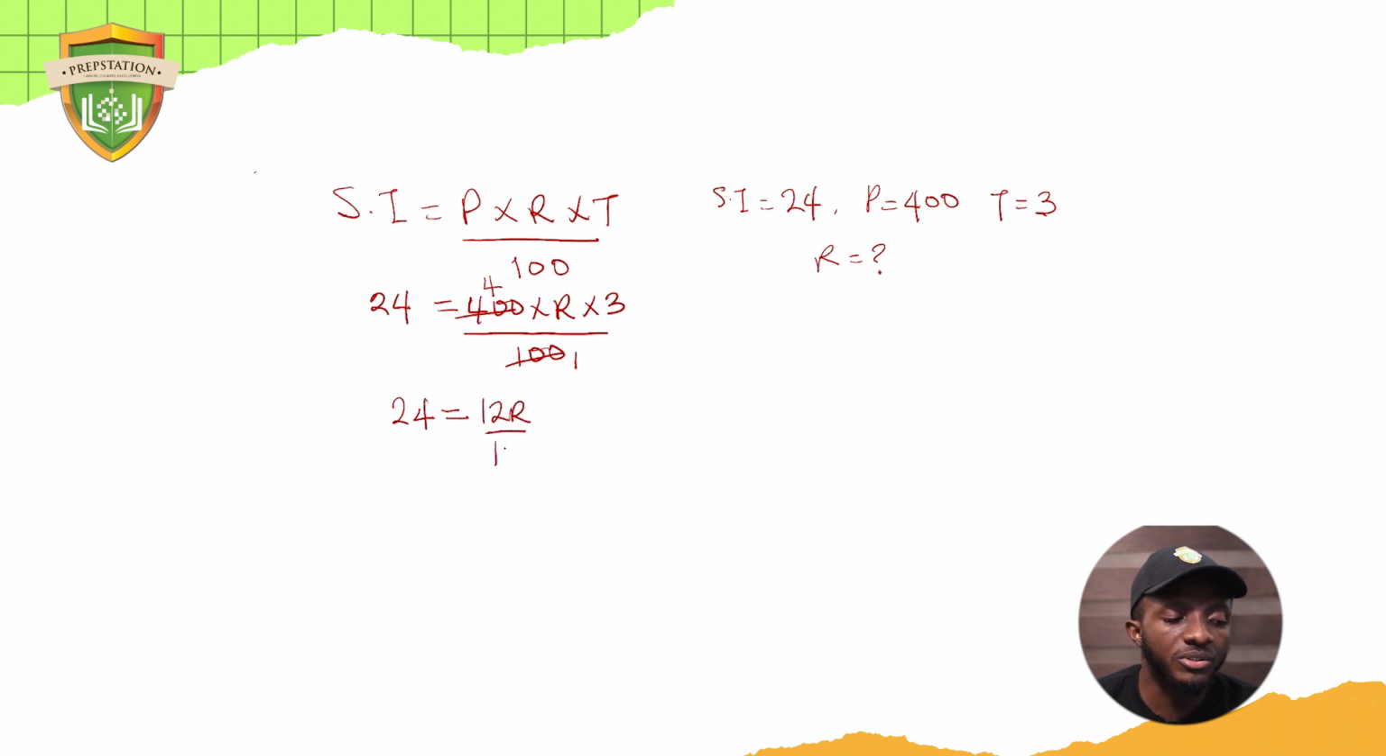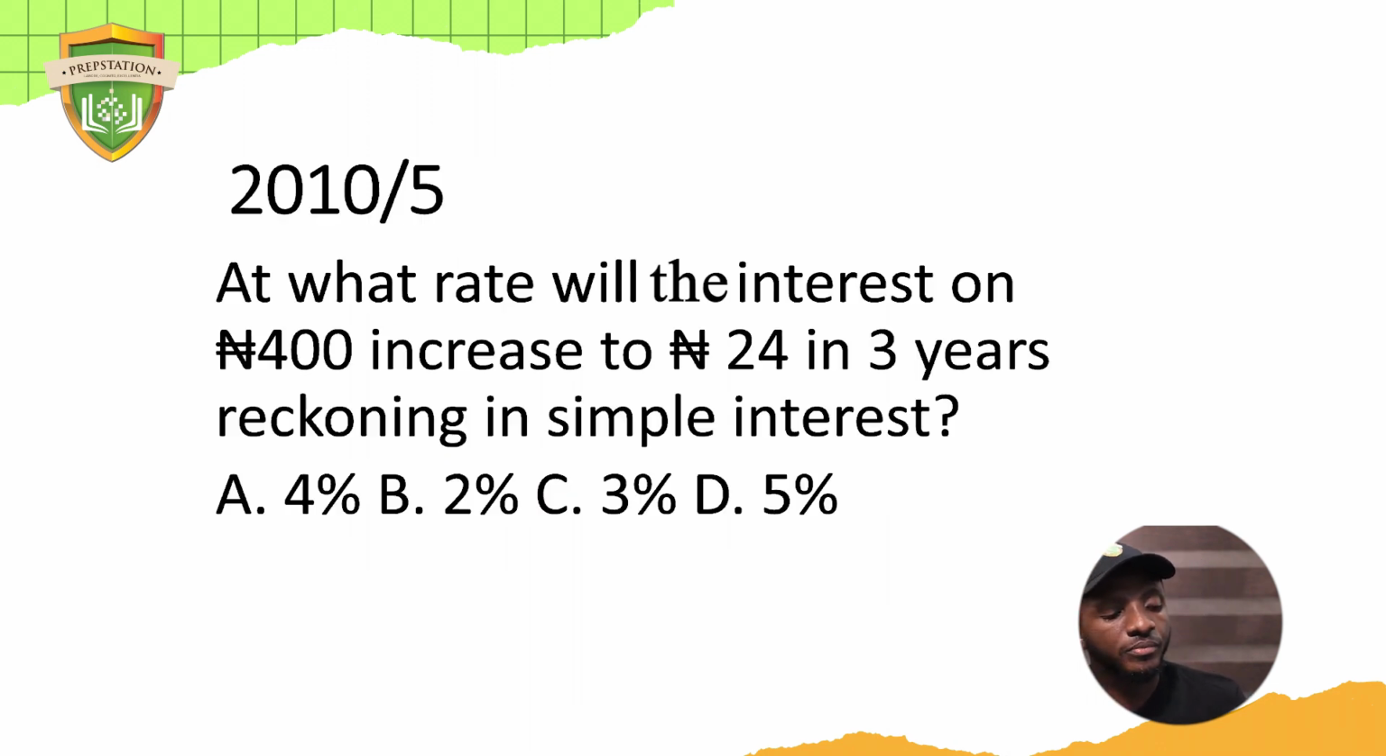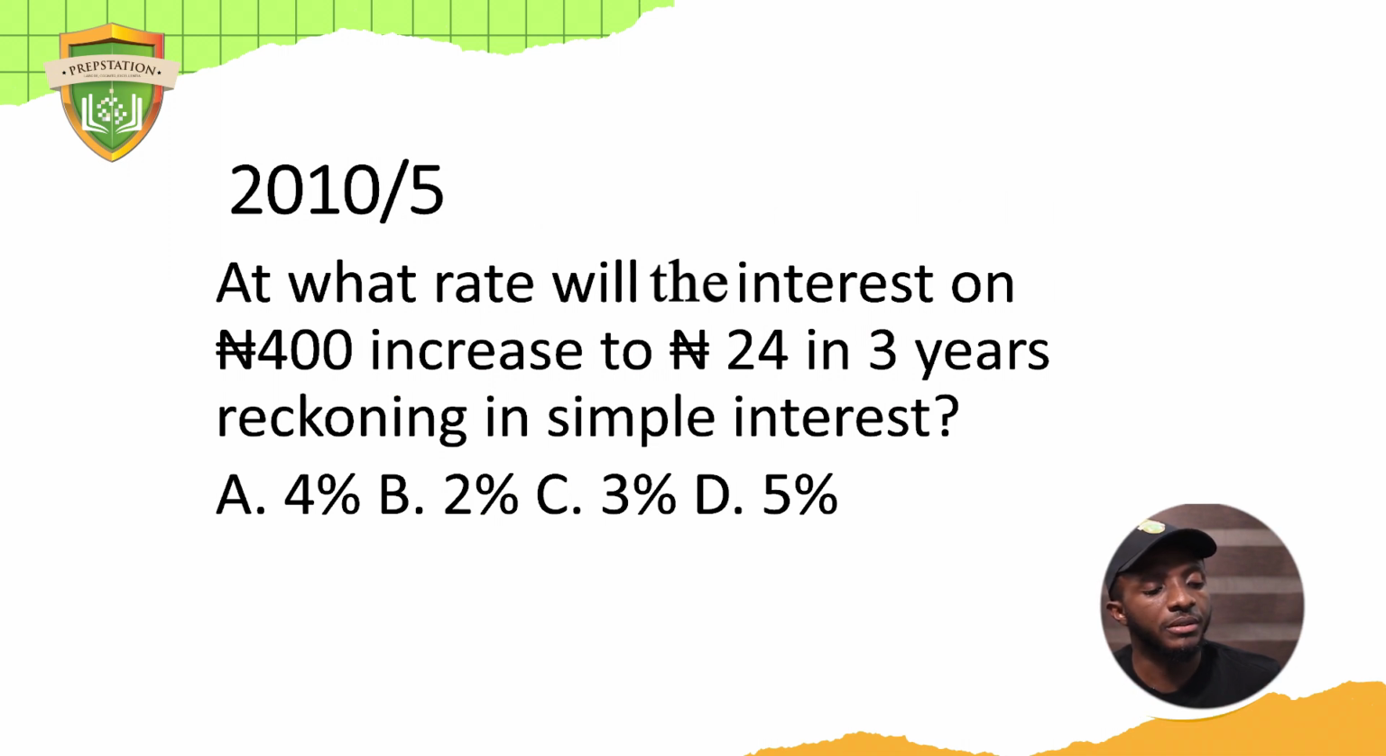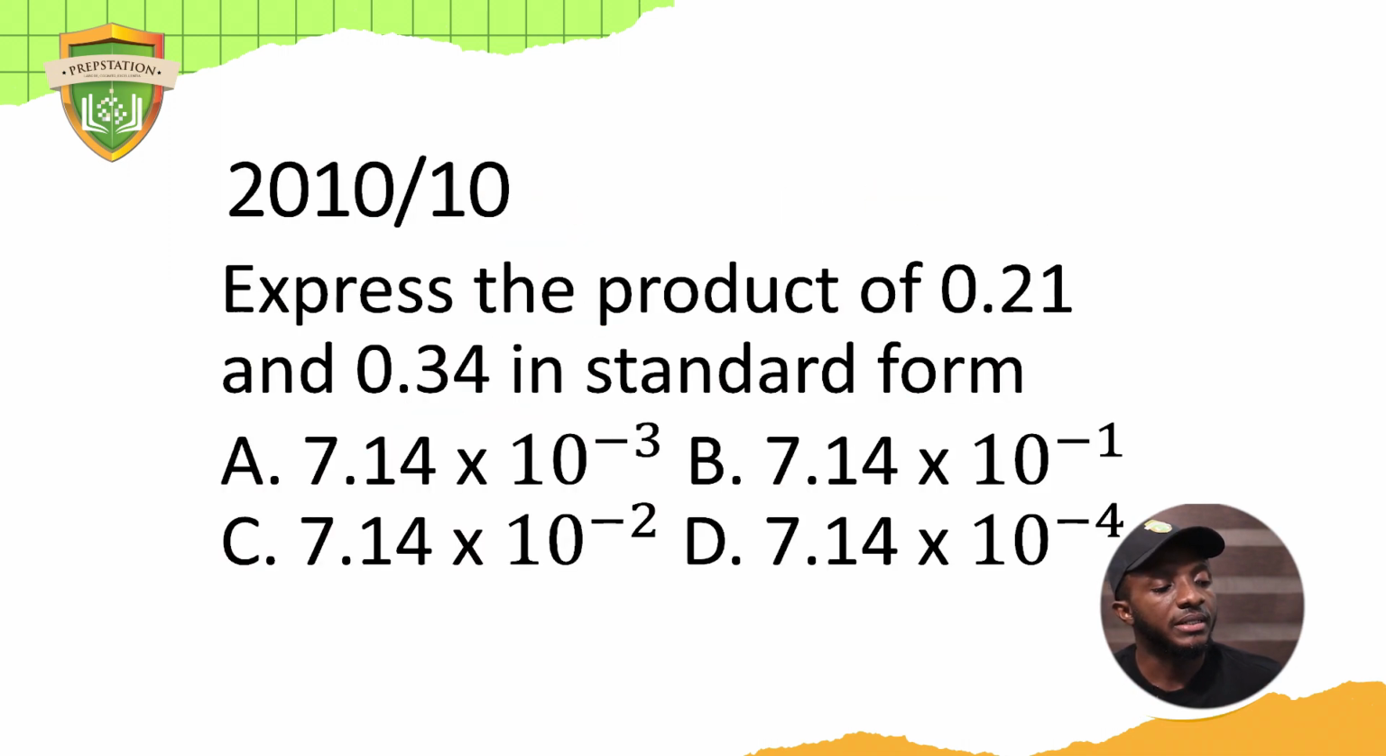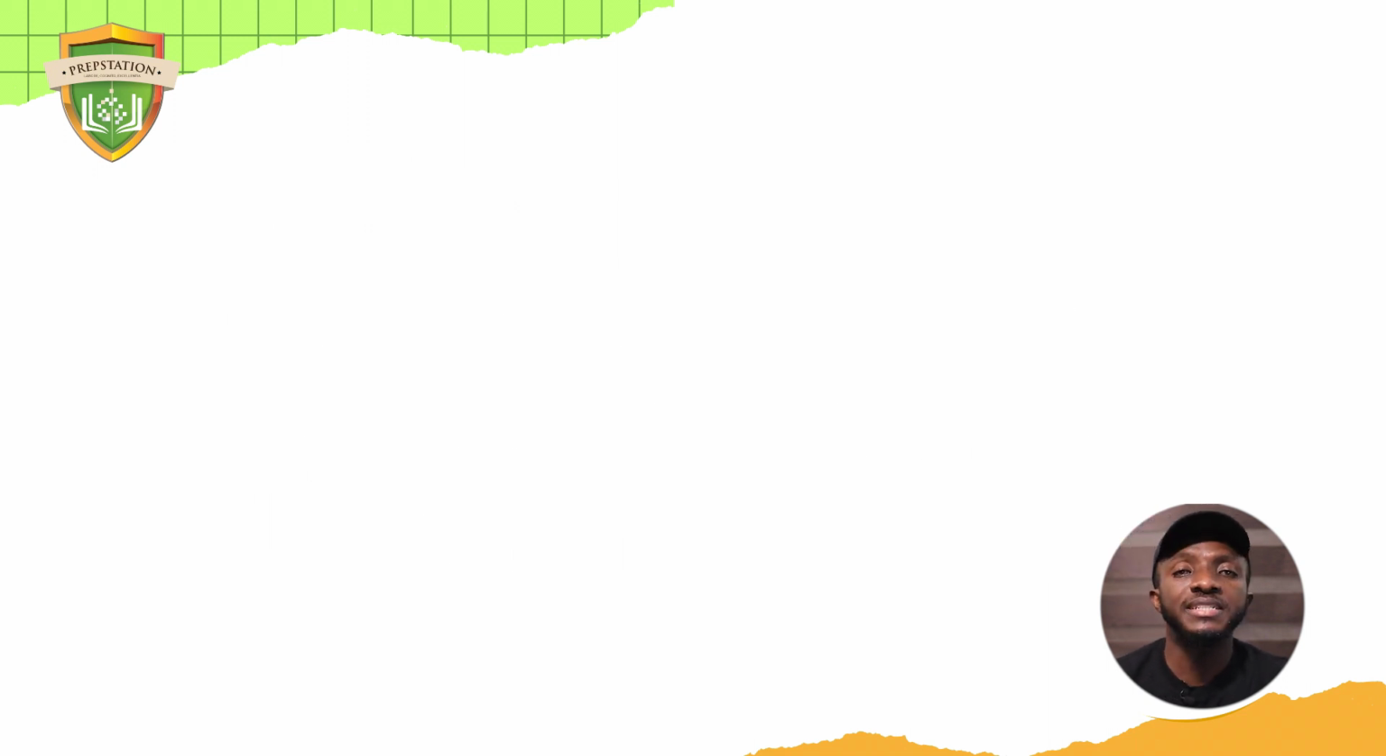So if we divide both sides by 12, we're going to have our r to be 2%. Remember, rate is taken as a percentage. So you go back, that's option B, 2%. Next question. Same 2010, but number 10. It says express the product of 0.21 and 0.34 in standard form.